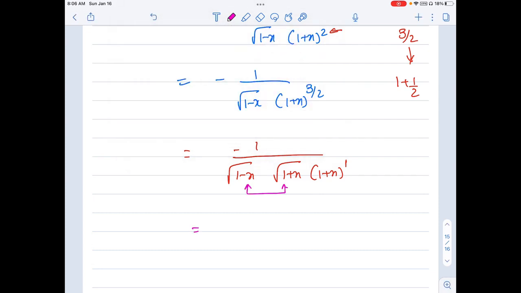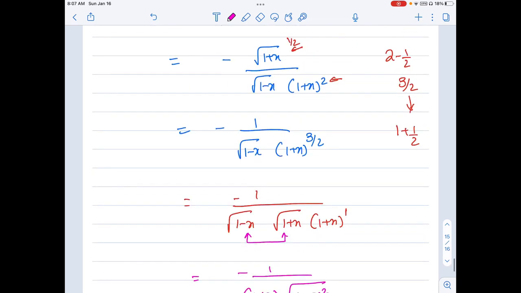These two are in the form of a plus b into a minus b. So 1 plus x is as it is. Square root of a plus b into a minus b is a square minus b square. Once again, I went quickly: 2 in the power and 1 upon 2 in the power will cancel, becoming 3 upon 2. So I wrote that 3 upon 2, and 3 upon 2 can be written as 1 plus 1 upon 2. This is 1, and that 1 upon 2 is the square root.